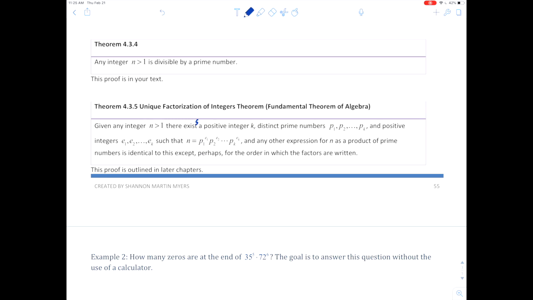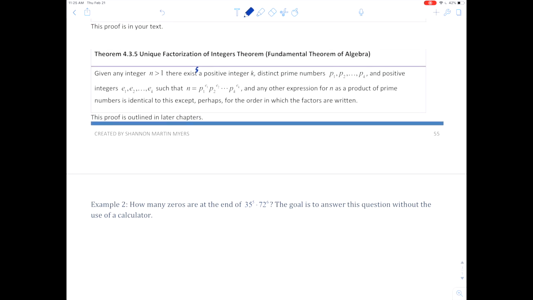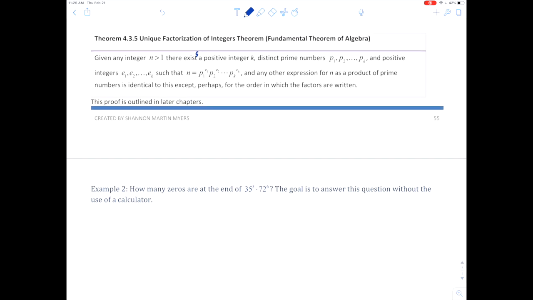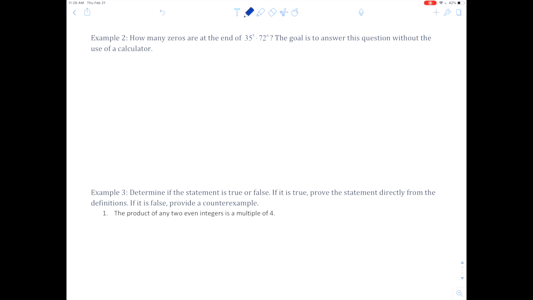All right. So again, we will look at this proof as we gain more skills and come back to it. But let's utilize this theorem. One way we could look at this is: how many zeros are at the end of 35 to the 5th times 72 to the 6th?